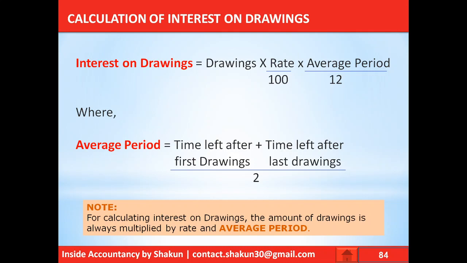And time left after last drawings. The last drawings are made on 1st of December. So time left till 31st of December is 1 month. So 12 plus 1 by 2, that is 13 by 2, which is equal to 6.5. So the average period would be 6.5. See children, you should know how to calculate the average period by applying the formula, but you can also learn the average period respectively for different cases so that you can straight away directly apply it to the bigger questions.